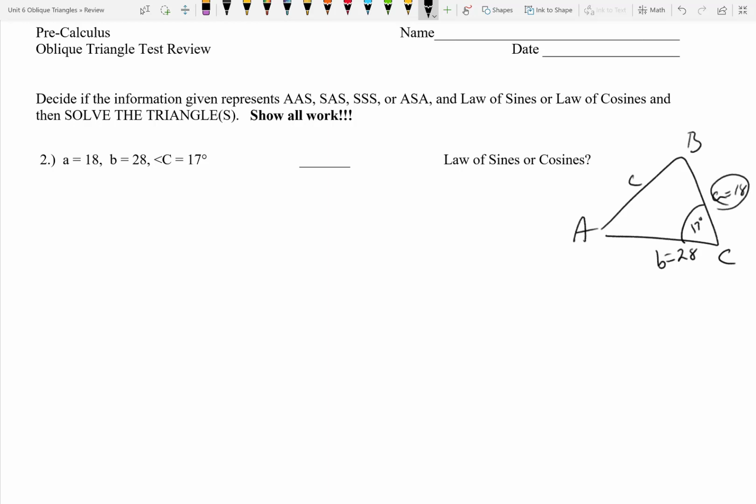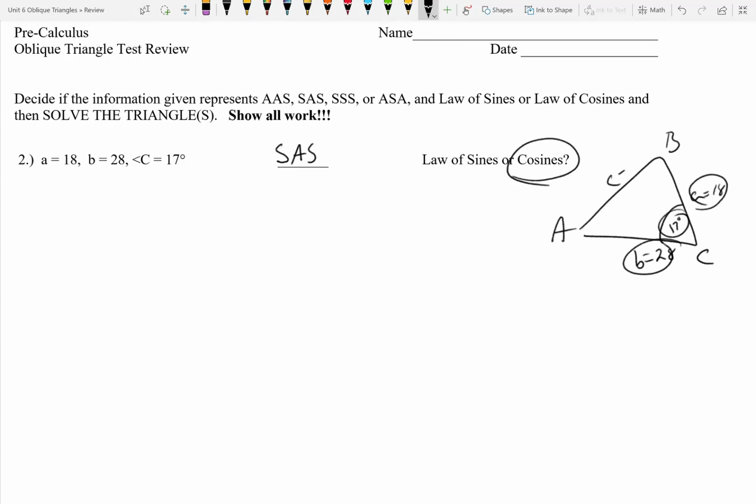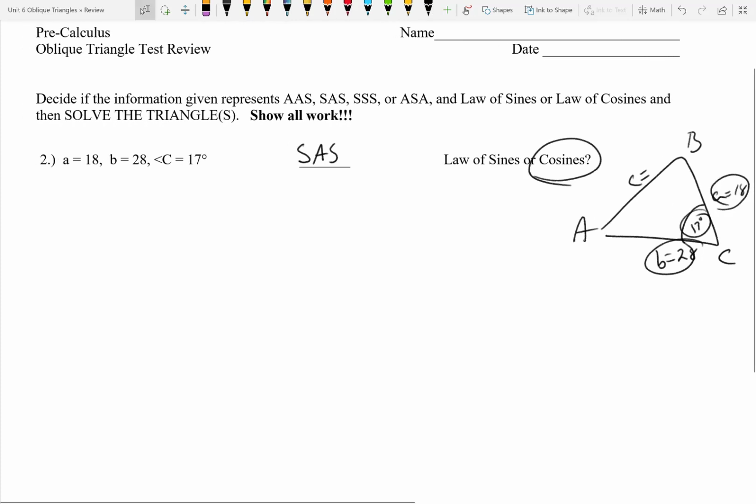So this is side, angle, side. SAS. For SAS, we use law of cosines again. Now this one's going to be easier than problem number 1 because we're going to start off by looking for the missing side, side C. And the formula is set up in a better way for finding a missing side. We don't have all that algebra to do.